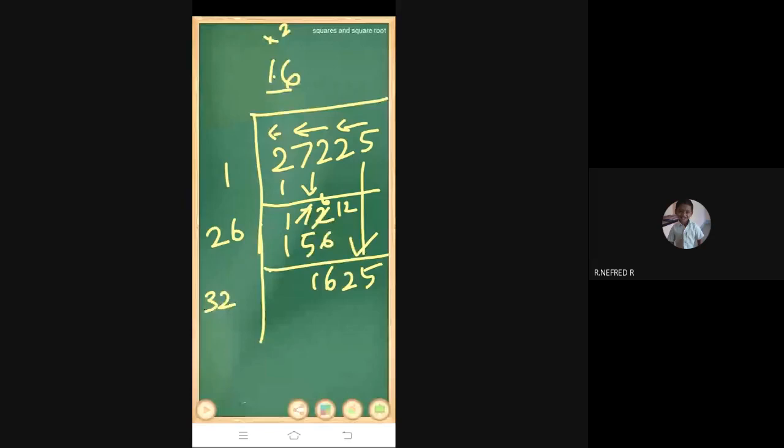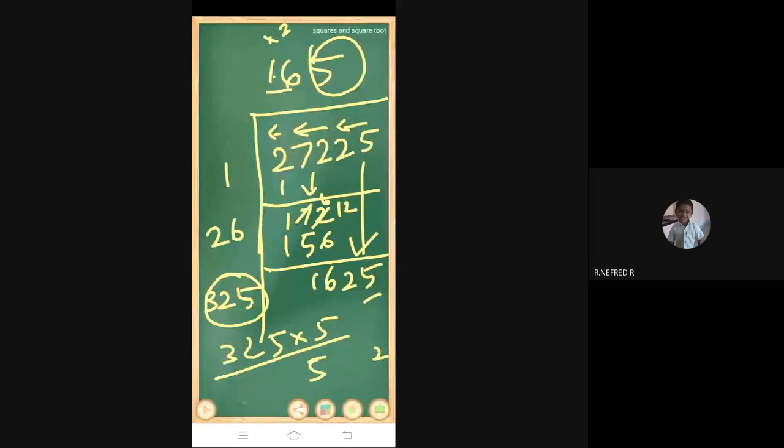Now the one's place is 5, so let us check with 5. Here also 5, here also 5. So 325 into 5. What is 325 into 5? Check it. 5 fives are 25, balance 2. 5 twos are 10, 10 plus 2, 12, balance 1. 5 threes are 15, 15 plus 1, 16. So we got 1625. So the remainder is 0. So the square root of 27225 is nothing but 165.